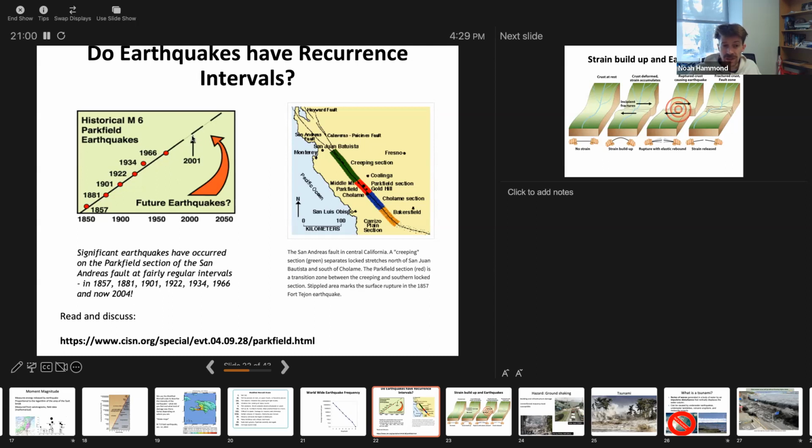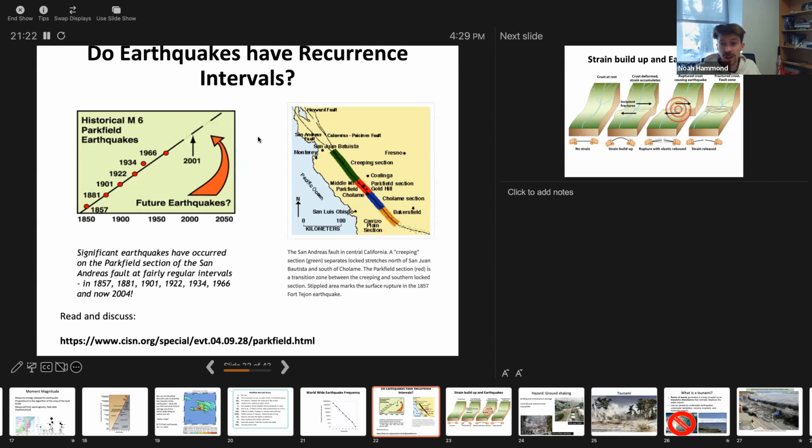There was almost a larger one in 2004, but it was a much longer period. And now it's been another close to 20 years since the last earthquake in that region. So can we expect another one soon?